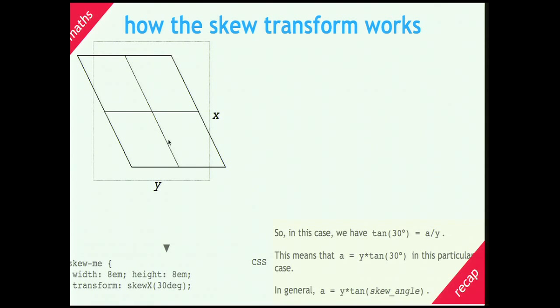But this is half the initial length of the side. And this is the skew angle, which is 30 degrees in our case. And the length of this is y. So the tangent of this angle is going to be a over y. So we can get a as being y times the tangent of the skew angle.